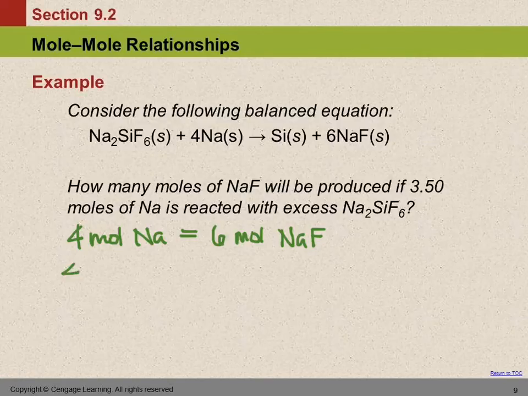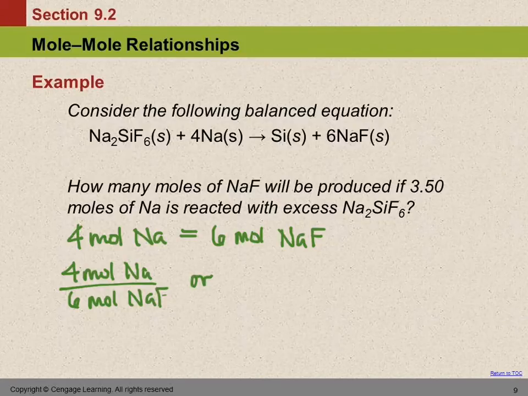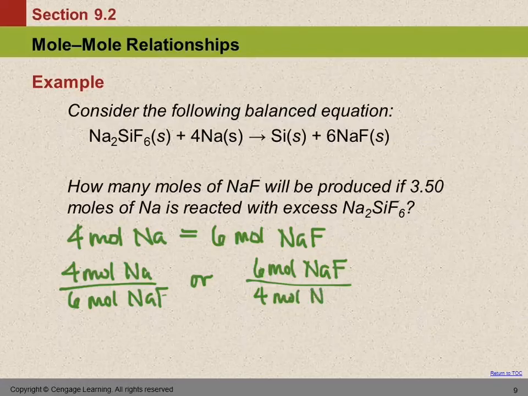We could also write this as a ratio, 4 moles of sodium per 6 moles of sodium fluoride. Or we can flip that upside down and say, we can produce 6 moles of sodium fluoride for every 4 moles of sodium that we react. It's like saying I'm going to get 1 sandwich for every 2 slices of bread, right? So these look like conversion factors, don't they?